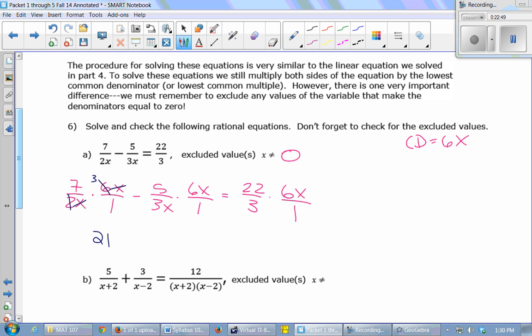Move to the next term, minus 5 times 6x over 3x. What does that reduce to? 2, right? My x's cancel. And 3 goes into 3 once, and it goes into 6 2 times. So all I'm left with is 5 times 2 in the numerator, which is 10. Okay. What cancels on the right side of the equation?